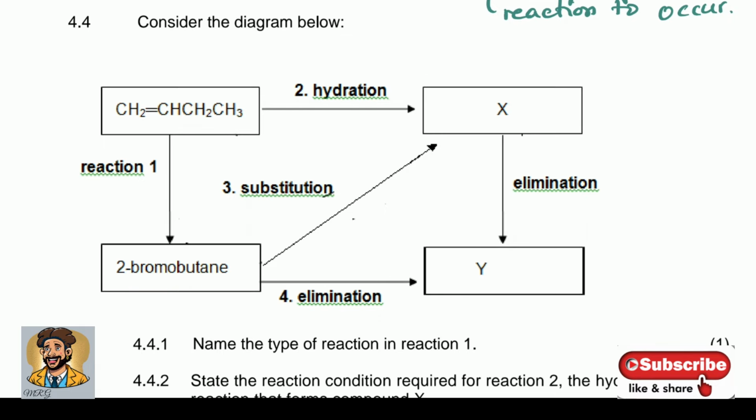Let's consider the diagram below. We're starting with an alkene, and from the alkene we go to compound X in this direction, and we go to 2-bromobutane in this direction. Both started with an alkene, so we started with a double bond. It means that reaction 2 is an addition.